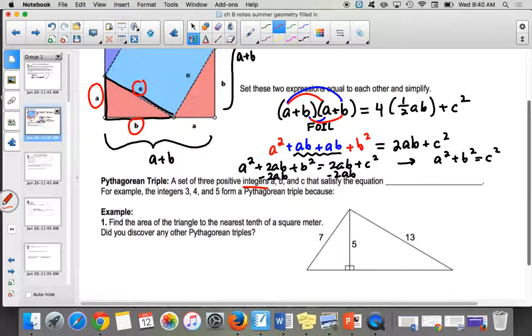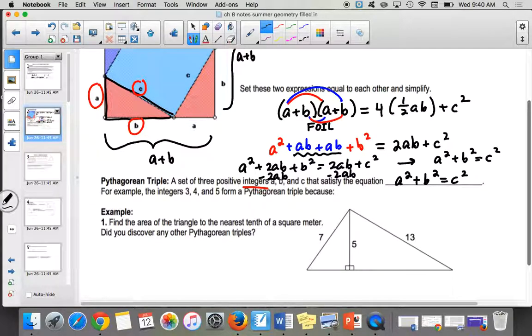You can have negative numbers too, but we're not going to have negative distances. So maybe I should say a set of 3 positive whole numbers, a, b, and c, that satisfy the equation a squared plus b squared equals c squared. So an example of this is 3, 4, 5.